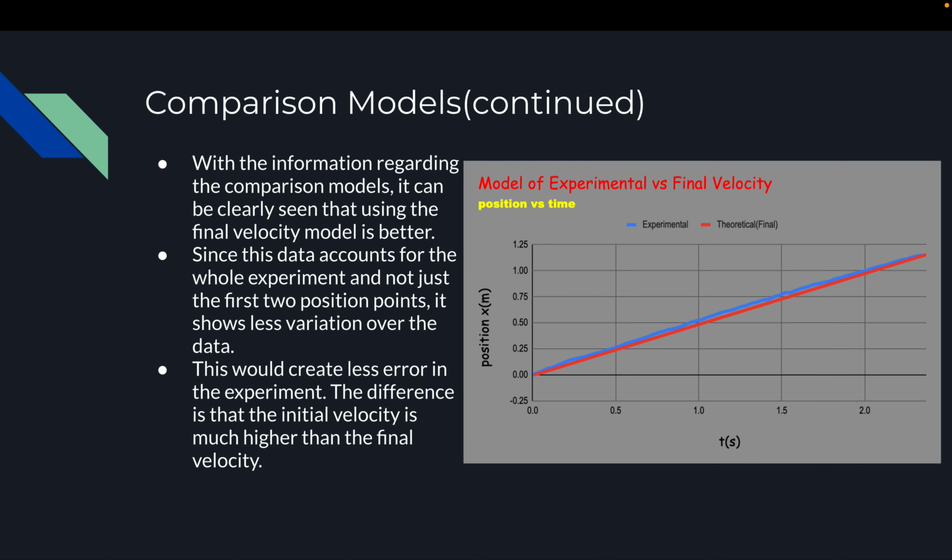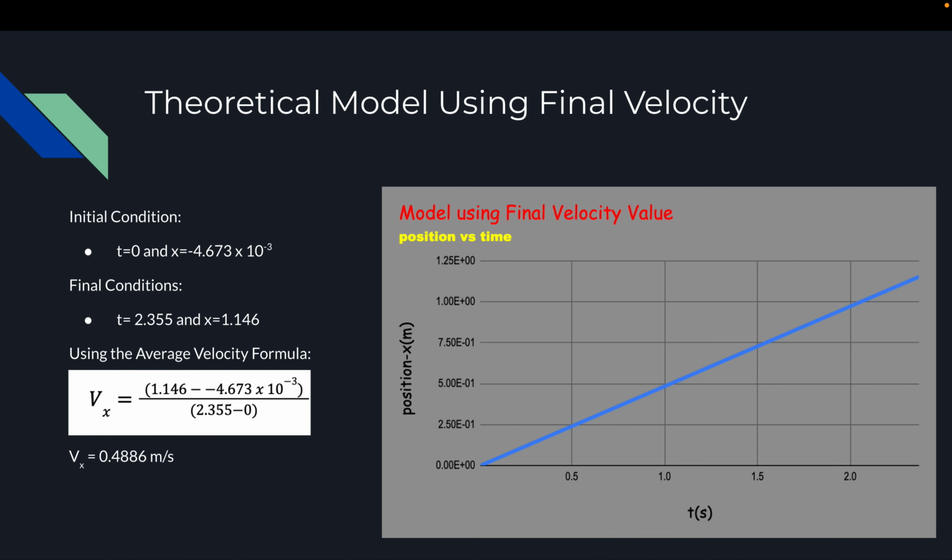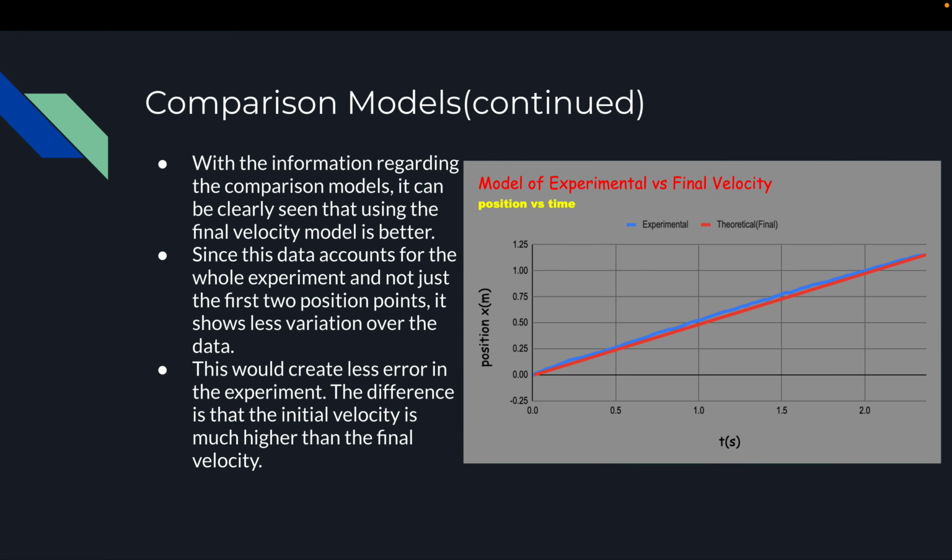With the information regarding the comparison models, the final velocity model is obviously better, since the velocity in this case accounts for every single data point and not just the first two. It accounts for the whole data better and creates less variation in the model. You can see this in the difference between the initial velocity and the final velocity, as the initial velocity is more than double the final velocity.